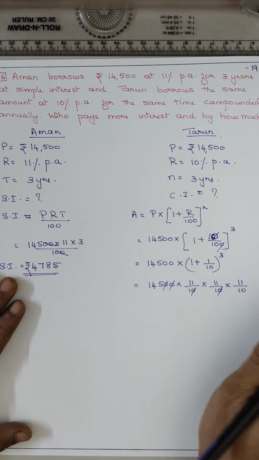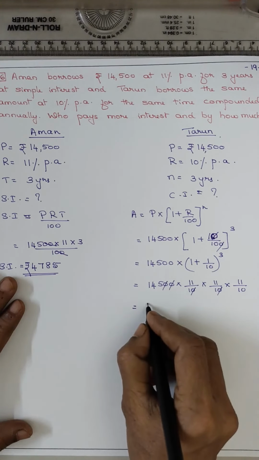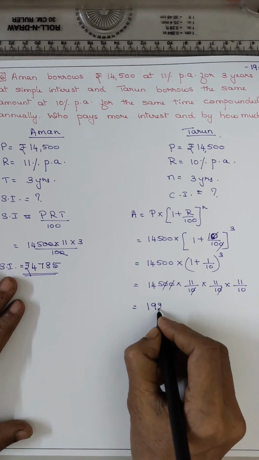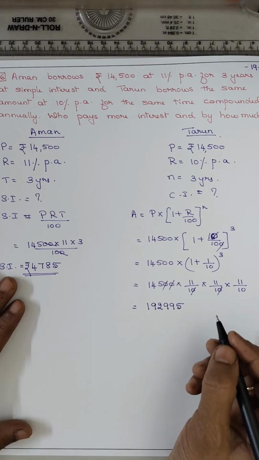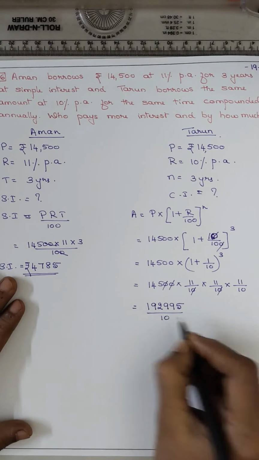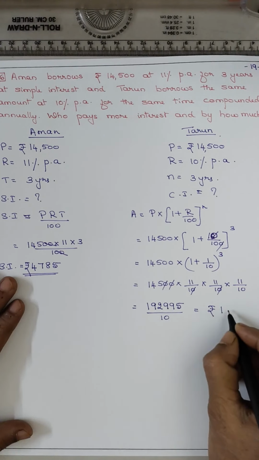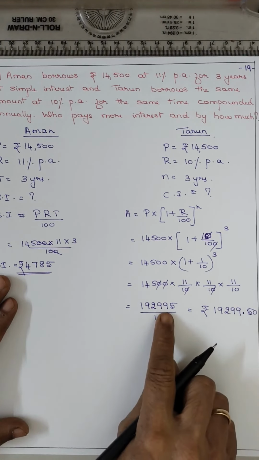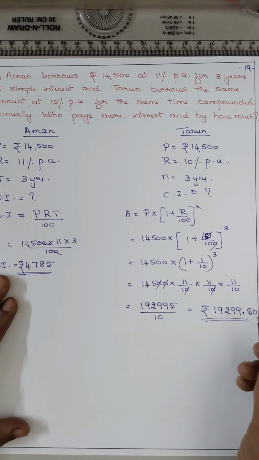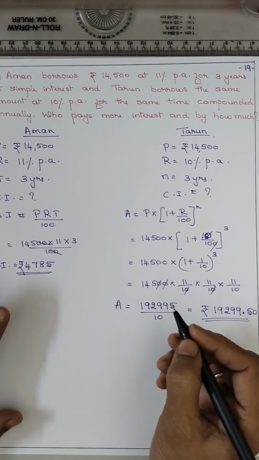Now 10, don't cancel because for decimals it will be easy, so you will get 192995 upon 10. That is 1 decimal you have to put, 19299.50. Understood? 0.5. So extra paisa is there for this, 50. This is what A.